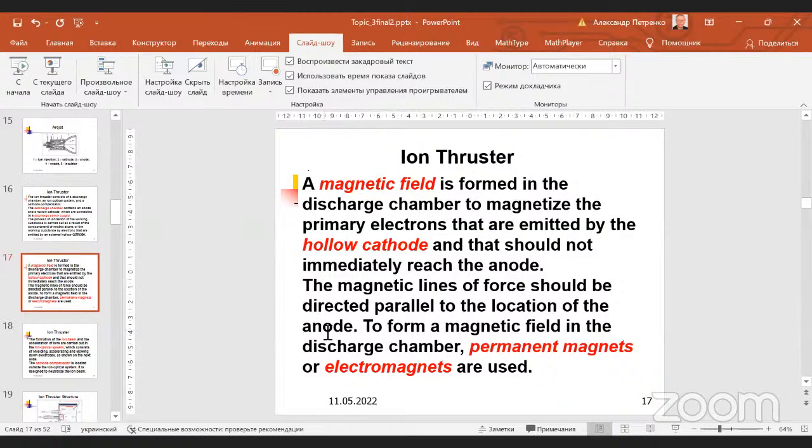In the ion thruster, a magnetic field is formed in the discharge chamber to magnetize the primary electrons that are emitted by the hollow cathode, and that should not immediately reach the anode. The magnetic lines of force should be directed parallel to the location of the anode, and form a magnetic field in the discharge chamber, and a permanent magnet or electromagnet is used.